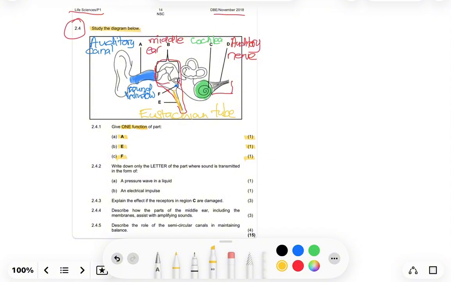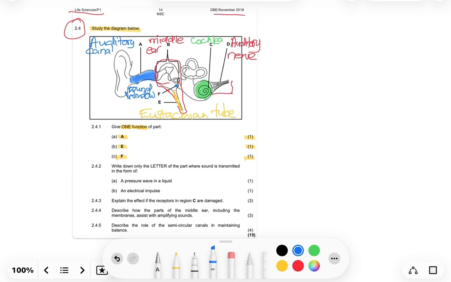Please note that if you are asked to give one thing, or like in this case, you've been asked to give one function, and then you decide to give 2 functions, you are only going to be credited for the first function. Even if it's wrong, the examiner will only consider the first one. The second one will not be considered even if it's correct. So make sure that you follow the instructions.